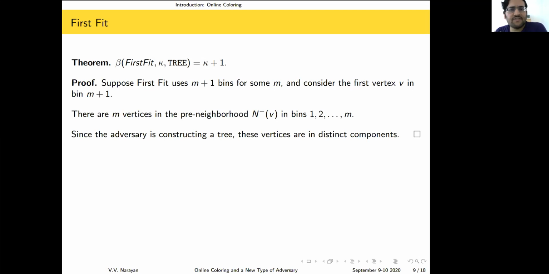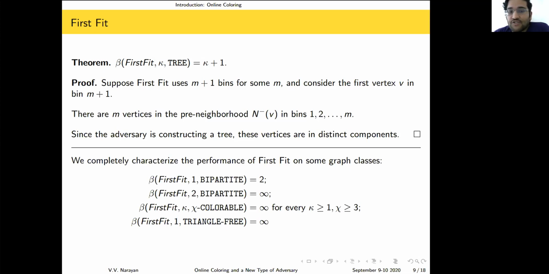So suppose first fit uses m plus 1 bins for some m, and consider the first vertex that was placed in bin m plus 1. Then there are necessarily m vertices that are in bins 1, 2, and so on up to m that this vertex v sees. Otherwise, first fit would have used one of those colors. And since the adversary is constructing a tree, these vertices are in distinct components. Otherwise, you create a cycle. So very simple proof. This shows that beta first fit kappa tree is at most kappa plus 1. We'll get to the lower bound later on.